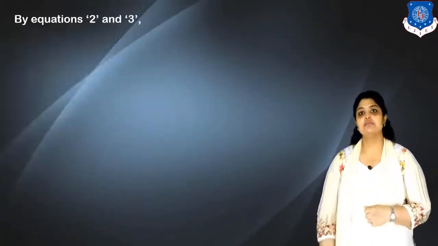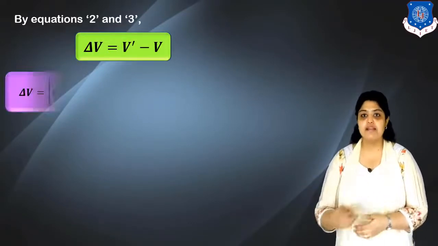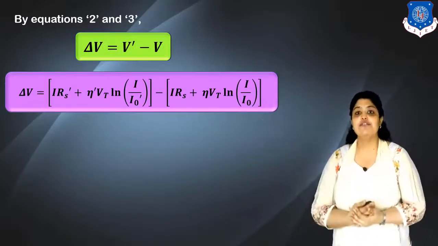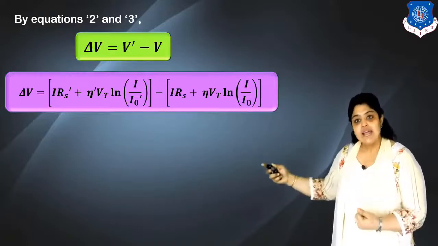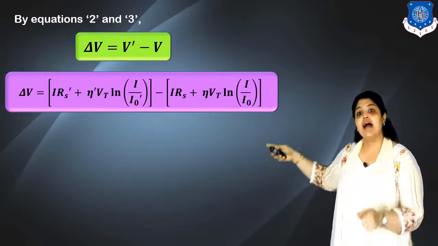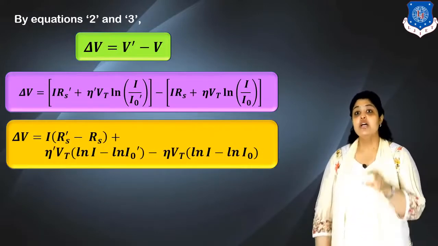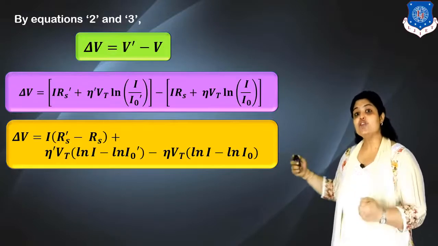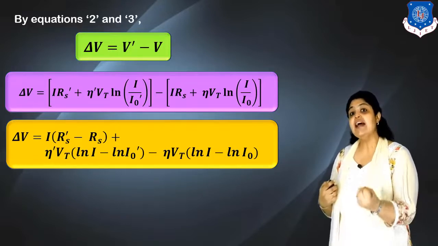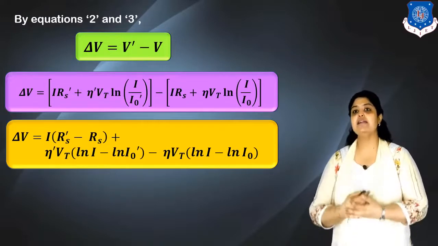Now by equations 2 and 3, we determine delta V is equals to V dash minus V, which means delta V as entire V dash minus entire V. So delta V is equals to IRS dash plus eta dash Vt ln of I by I naught dash minus IRS plus eta Vt ln of I by I0. In this equation, we take the term which has I as common. So taking I common, I can write Rs dash minus Rs plus I have eta dash Vt ln of I minus ln of I naught dash minus eta Vt ln of I minus ln I naught.